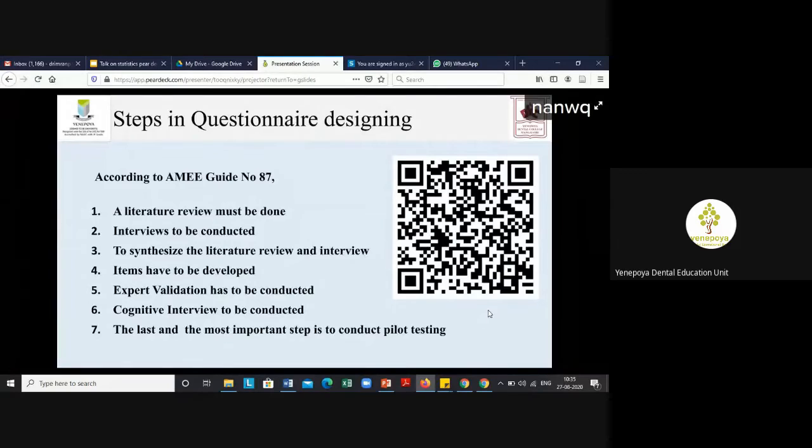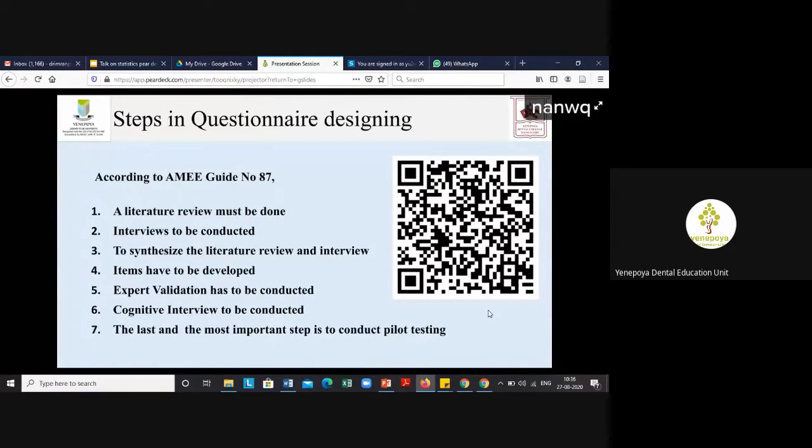Then the last and most important step is to conduct the pilot test. Why is the pilot test important? You design a questionnaire and you will think, oh, this is the best. I have designed so many questionnaires. I always think that's the best thing I have done, only to come to know after the pilot testing that I have to do a lot of changes. There are so many problems with that questionnaire. So this can happen with anybody. So pilot testing you have to do.